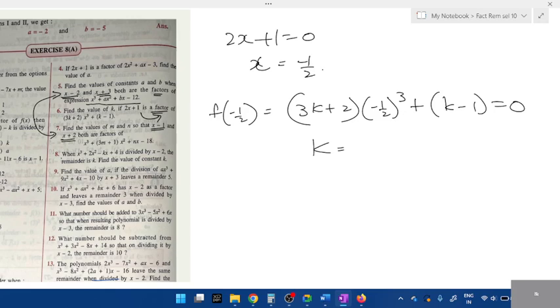Once you do the homework, check the answer. If the answer is correct, that's fine. If it is wrong, then you tell me, I'll solve it the next day. Shall we do the 8th question? I will make a note of this.